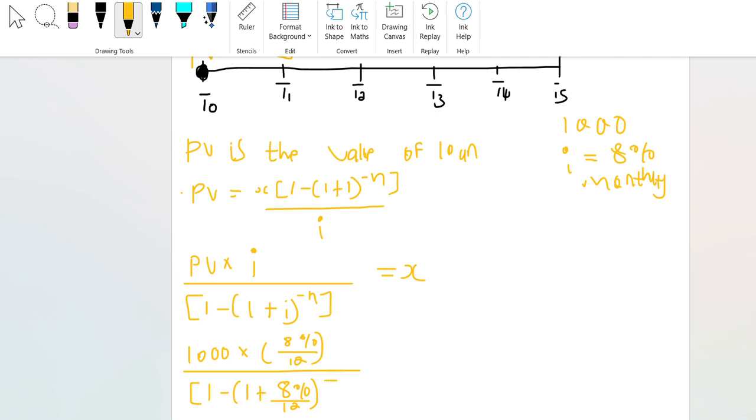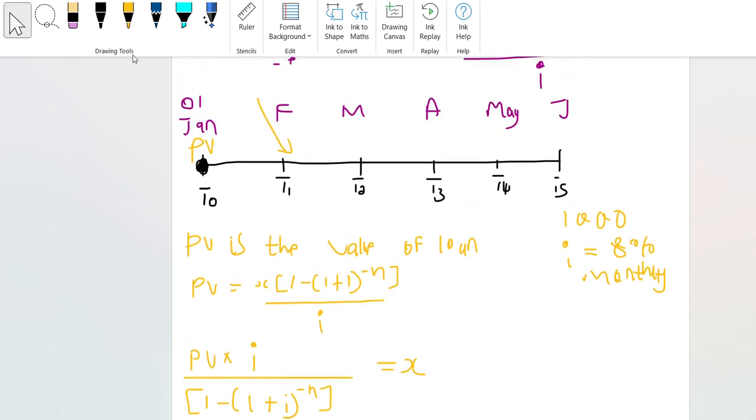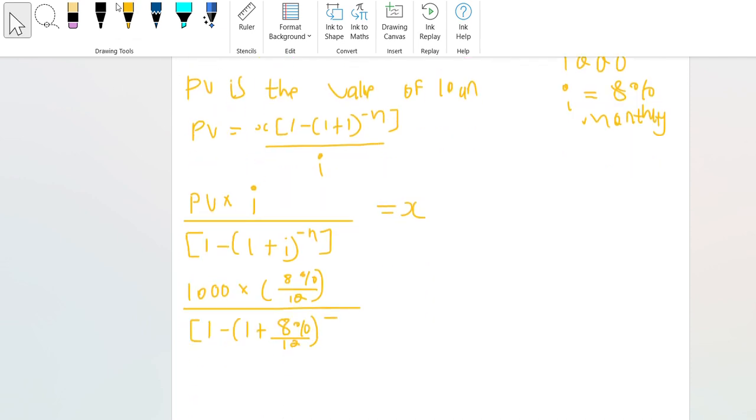So how many payments are left? I opened an account at T0. I have to make payments at T1, T2, T3, T4, and T5. So I've got 5 payments remaining, right? The value of n will be 5, and this answer will be the value of x.